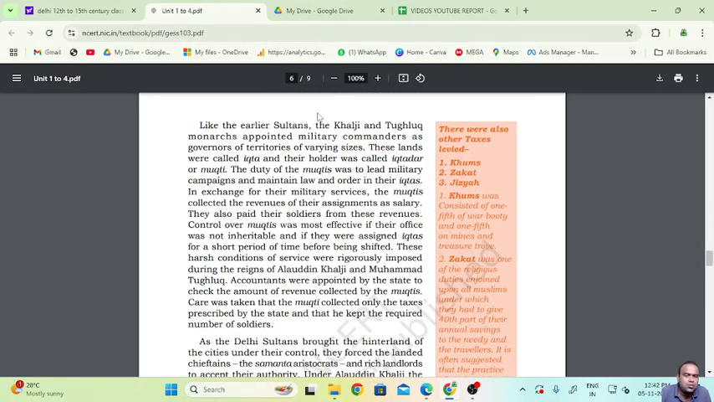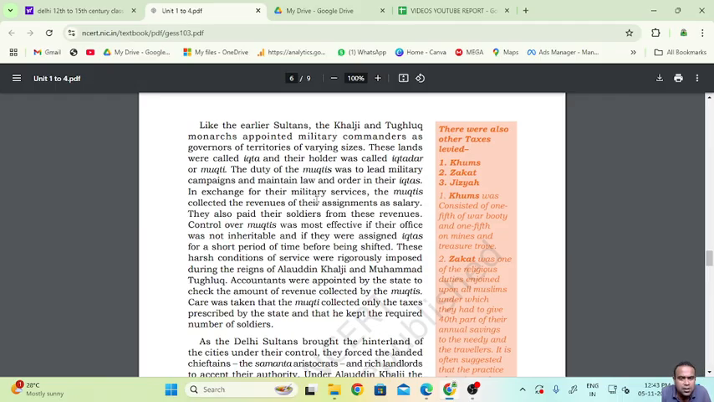Like the earlier sultans, the Khilji and Tughlaq monarchs appointed military commanders as governors of territories of varying sizes. These lands were called Iqta, and their holder was called Iqtidar or Mukti. Very important, this point: Iqtidar, Iqta, and Mukti. The duty of the Muktis was to lead military campaigns and maintain law and order in their Iqtas.